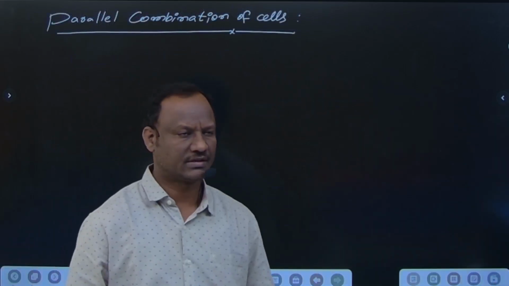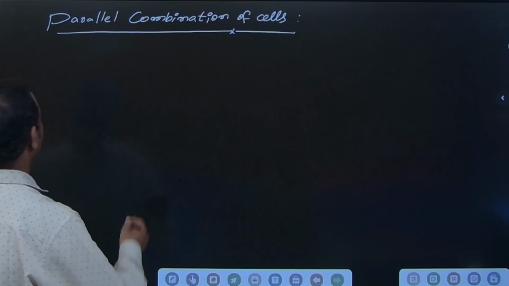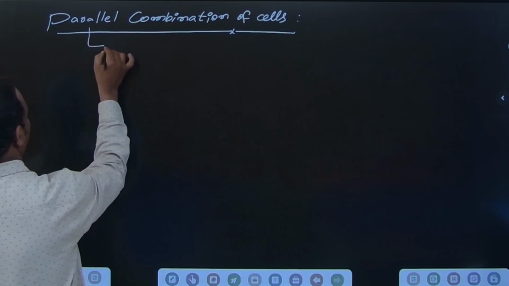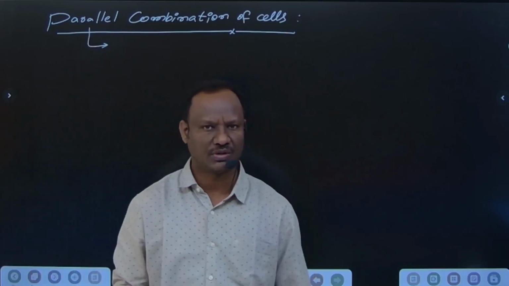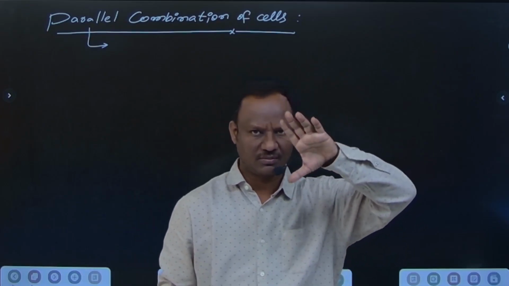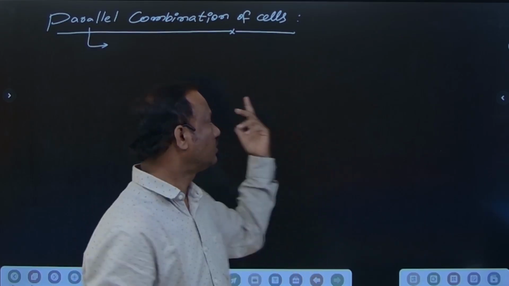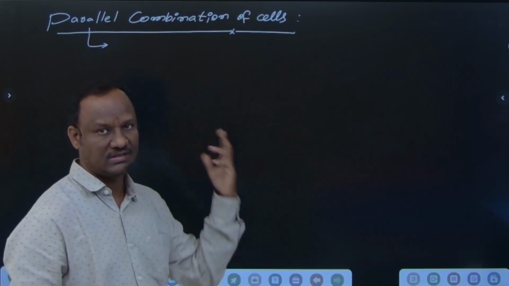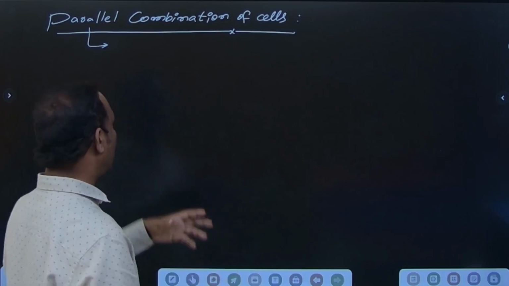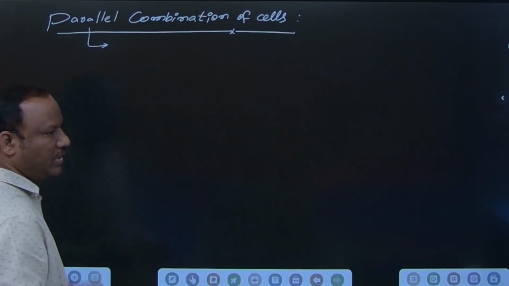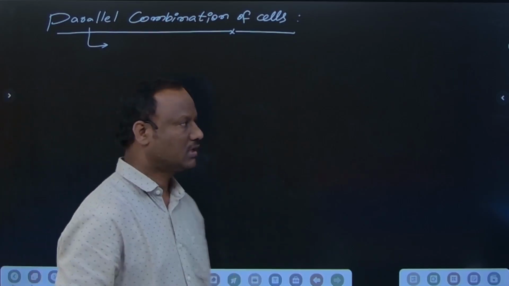So now we are discussing parallel combination of cells. Parallel combination, as in all the sessions we can discuss, means all first terminals of two or more resistors, cells, capacitors, or inductors are connected to one common point, and the remaining second terminals are connected to another common point.